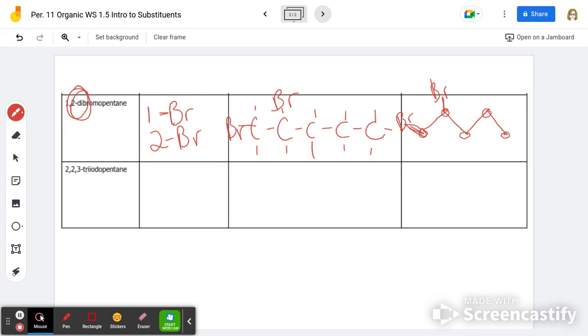Now, on this last one, I have 3 of the same substituent, they're all iodos, and that's why they use tri. So you'll have 2 of them on your second carbon. So I have an I, actually I have 2 I's on my second carbon, and I have a third I on my third carbon. That's why it's 2,2,3-triiodopentane.